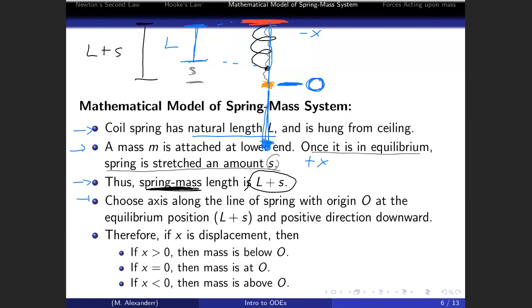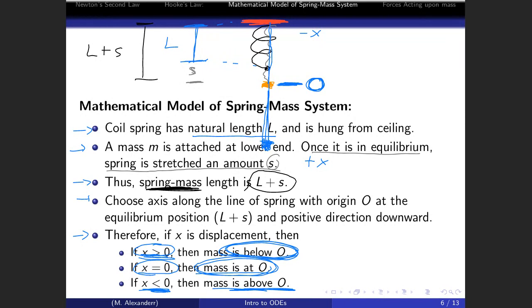So that's what that says. And actually, I've already covered the last topic also. x equal to 0 means that you are at the center of your axis. If x is positive, then you are below the 0 location. And if x is negative, then you are above the 0 location on my blue axis.